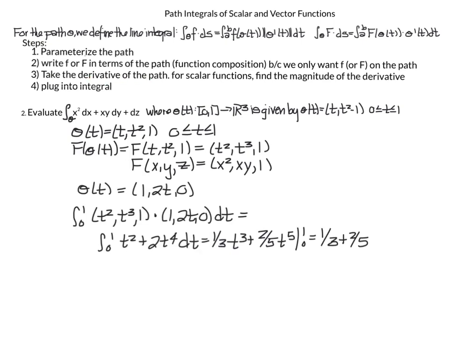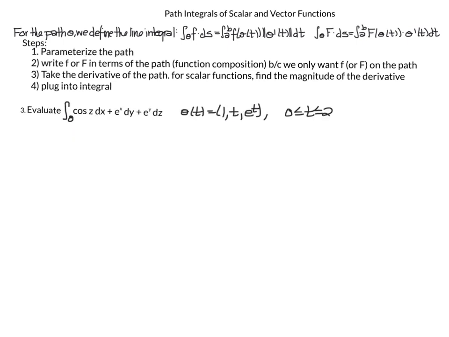Next, I take my derivative of my path. So derivative of t is 1, derivative of t squared is 2t, and derivative of 1 is 0. And then last, I'm going to plug into my integral. So here's my formula. F composed of sigma of t is over here. T squared, t cubed, and 1. And then the derivative, my 1, 2t, 0. I dot them together. I get t squared, I get 2t to the fourth, and I get 0 dt. I integrate, and this is my answer.